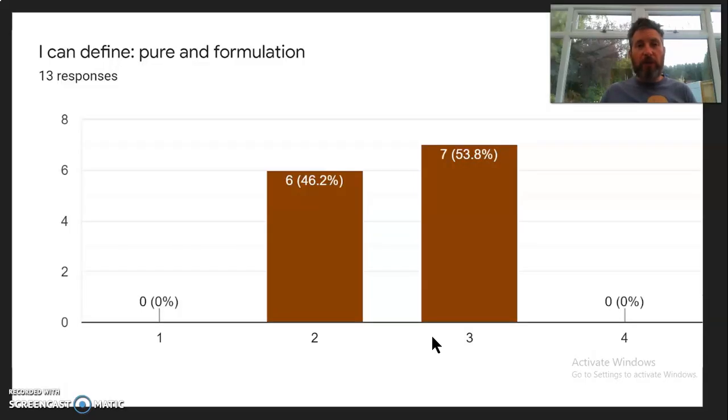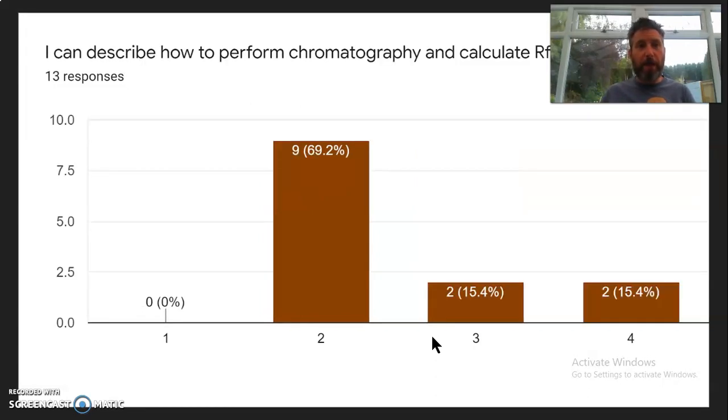So, whizzing through it first, pure and formulation. We did that right at the very start. I'm surprised by the number of people who aren't very confident with that. Pure means contains one type of atom, one type of molecule only, whereas a formulation is a mixture with a purpose. So if you get a fizzy drink, that'll be a formulation. It'll be a mixture of water and sugar and carbonation and flavours and all sorts of things. Whereas if you get pure water, that would just have H2O molecules in. So that's a definition you've got to learn, guys. If you're not sure, you need to go back to your revision guides on that one.